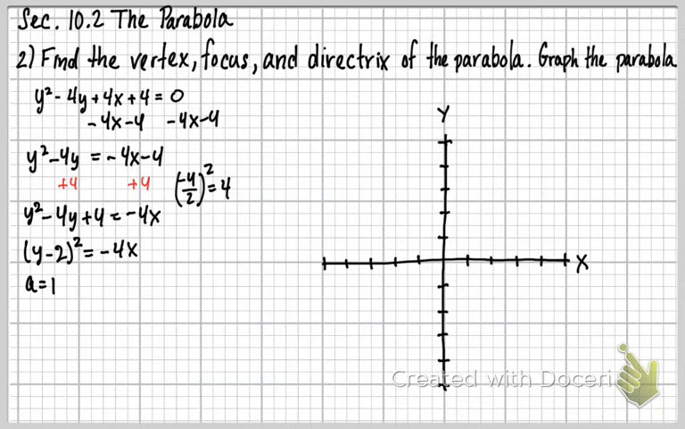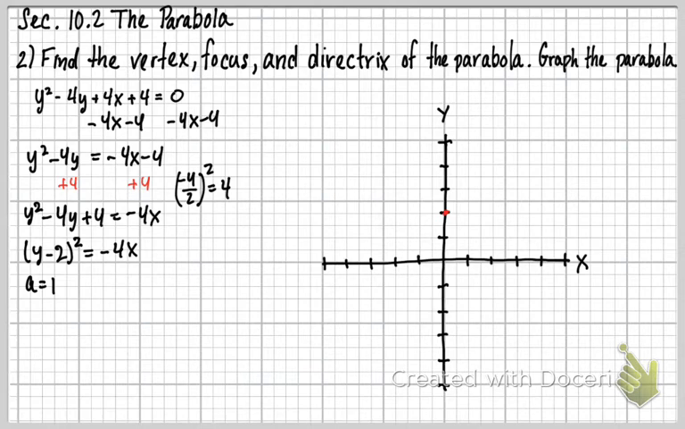So I know my vertex is, remember I go in the y direction positive 2, because that's what makes that 0. And then 0 makes this 0. So it's going to be 0, 2. So there it is.